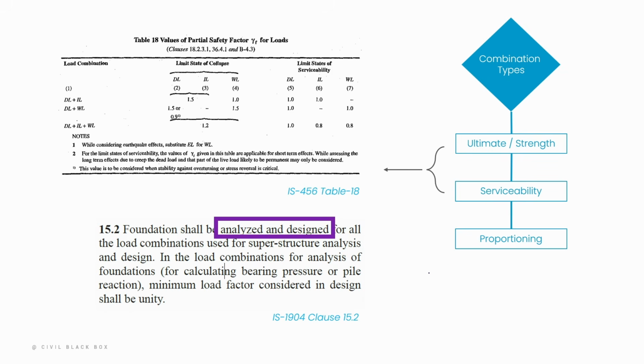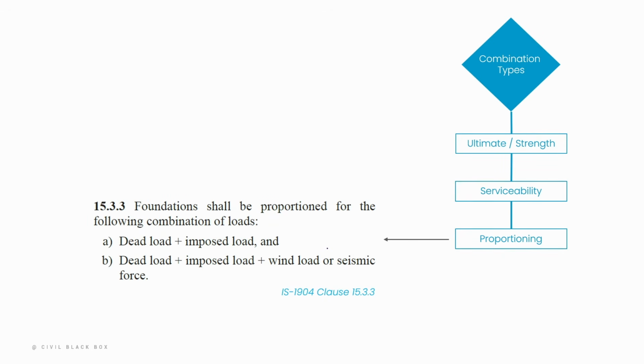Next up, we have the criteria for proportioning. For the proportioning, this is a bit different because this is again often overlooked. As per IS 1904, this is saying that the foundations shall be proportioned for a different set of load combinations. So this is not talking about going back to what we are doing in superstructure, but this is giving its own criteria.